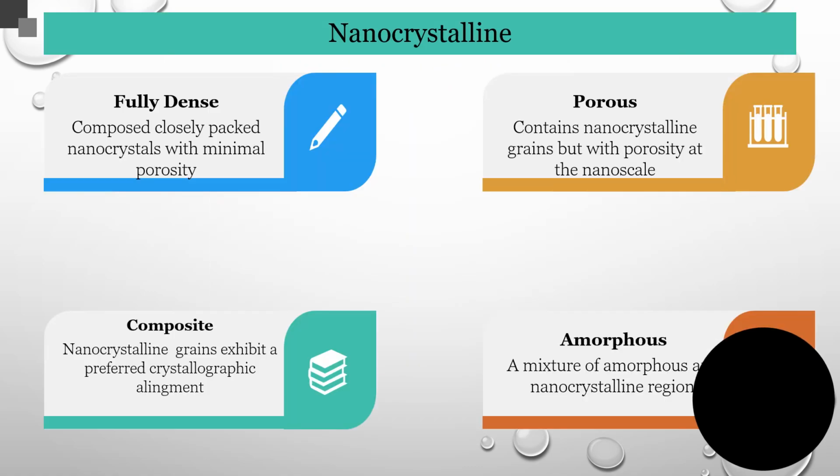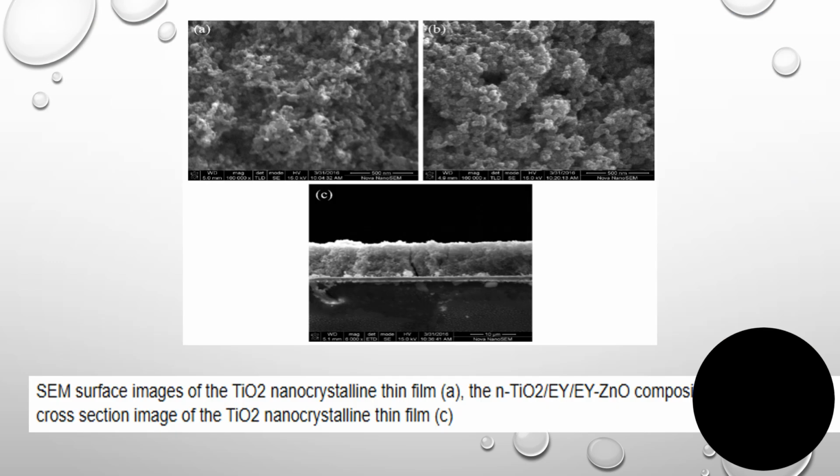Alright, the last one is nanocrystalline, where the first type is fully dense, composed of closely packed nanocrystals with minimal porosity. The second type is porous nanocrystalline, which contains nanocrystalline grains but with porosity at the nanoscale level. Then composite nanocrystalline, where the nanocrystalline grains exhibit a preferred crystallographic alignment, and amorphous, which is a mixture of amorphous and nanocrystalline regions. Nanocrystalline is usually obtained with the sol-gel method because it is a very tiny crystal structure that is condensed and agglomerated together. That's why you can see this.